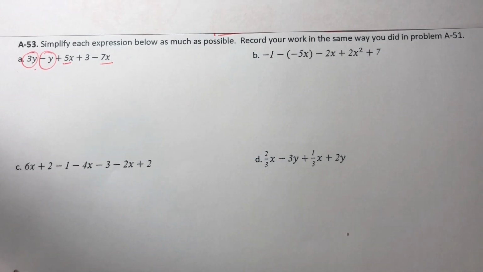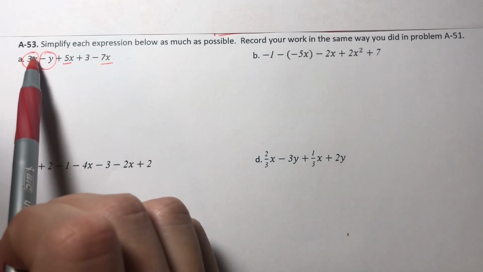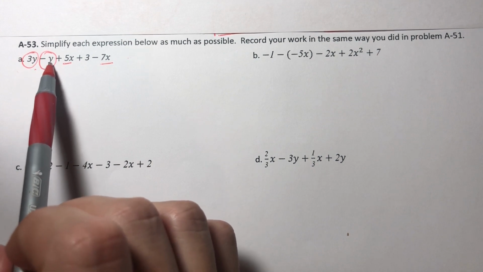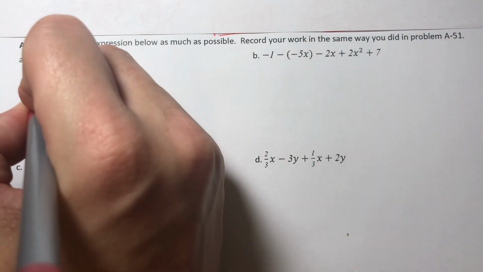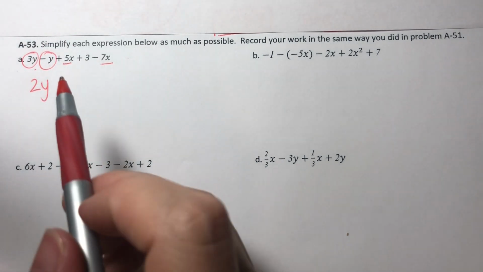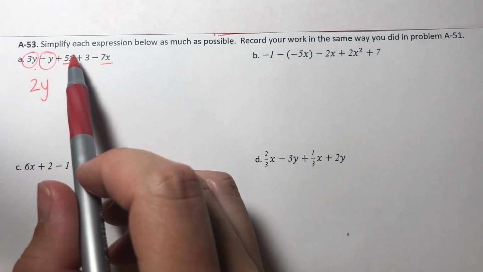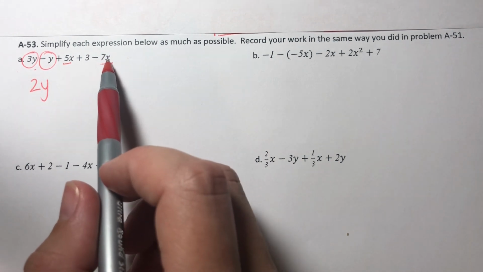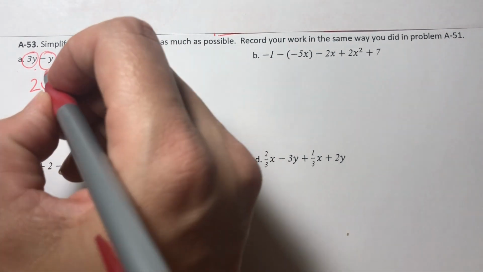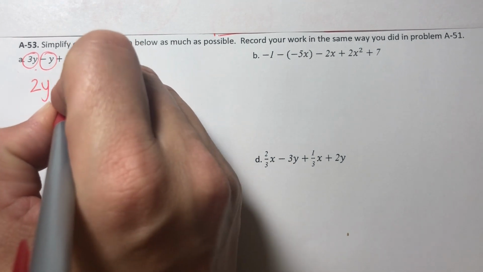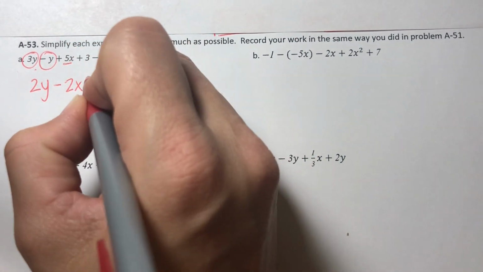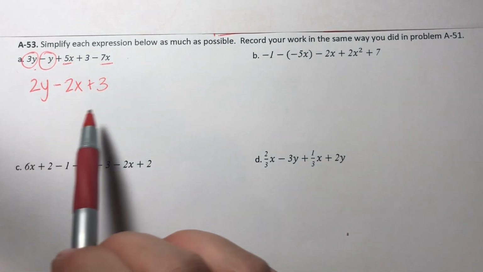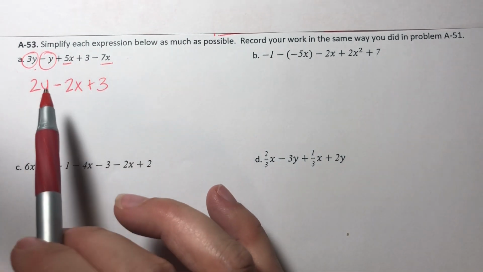And if we go ahead and combine those, when you think of this as 3 positive y tiles minus a negative y tile, that's going to leave us with 2y. And then here we've got 5 positive x's and 7 negative x's. So if we were to combine those, we would be left with negative 2x. And then we'll go ahead and add this 3 on. And that's it. There's no other simplifying that we can do here.